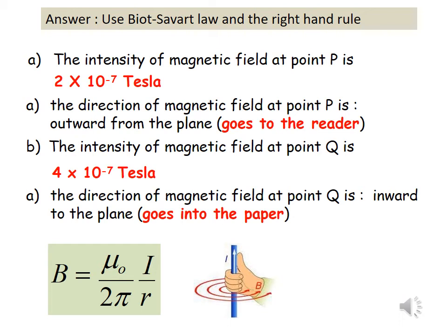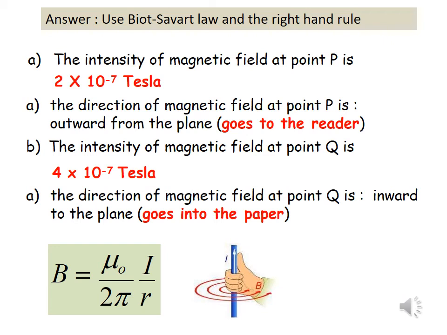The direction of the current follows your thumb, and the direction of the magnetic field follows the circular path of your four fingers. So the direction of the magnetic field at point P is outward from the plane, or it goes to you, goes to the reader.